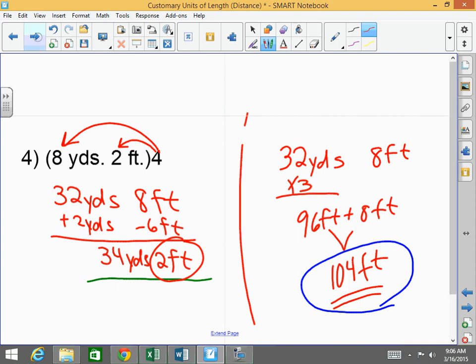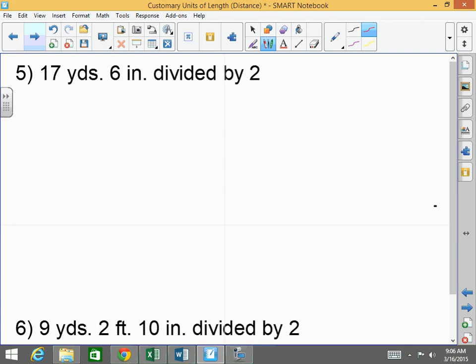All right, next. Okay, 17 yards, 6 inches divided by 2. Okay, I got to divide each of these bad boys by 2. Or, you know what I would actually do, which would be better? Maybe this will make your lives easier. Let's turn 17 yards, 6 inches all into inches. Okay? I'm going from large to small. So when I go from large to small, I'm going to multiply. How many inches in a yard? So let's multiply by 36.